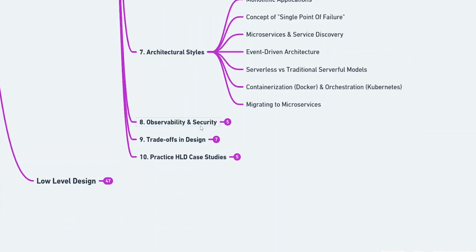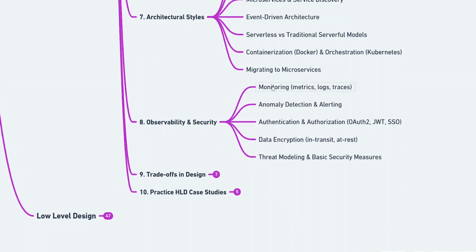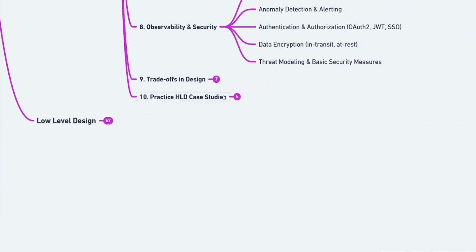Next comes observability and security. Observability means you can see what's happening in your system, like logs, metrics, traces, or anomaly detection, etc. Security means keeping the user's data safe, using techniques like encryption, OAuth, JWT, etc. Observability and security both are crucial because you want your system to be reliable and safe. And also we have to look at how our data is encrypted when data is in transit and data is at rest. Threat modeling and basic security measures.